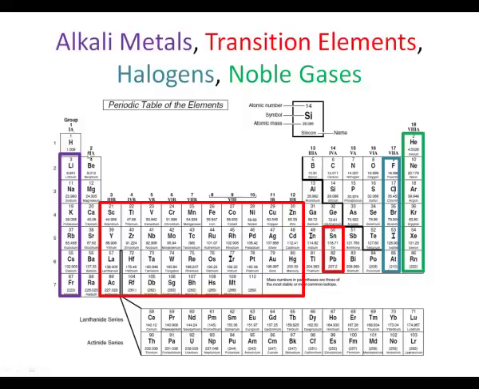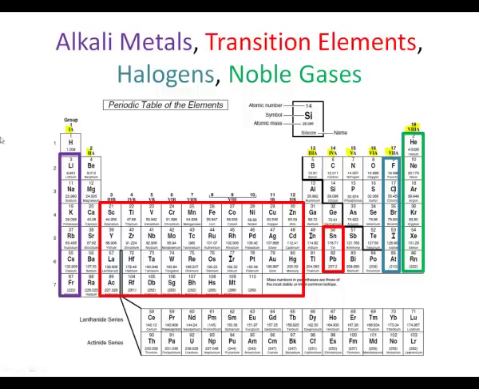If you look at just the Roman numeral part, for most of these, you can figure out how many valence electrons. So that's 1, 2, 3, 4, 5, 6, 7, and 8.